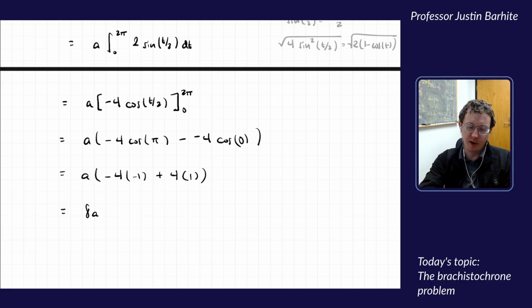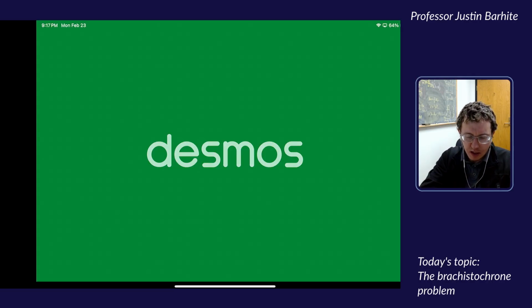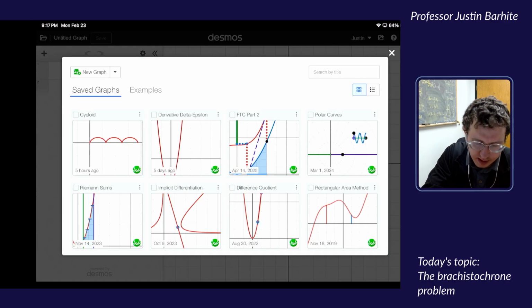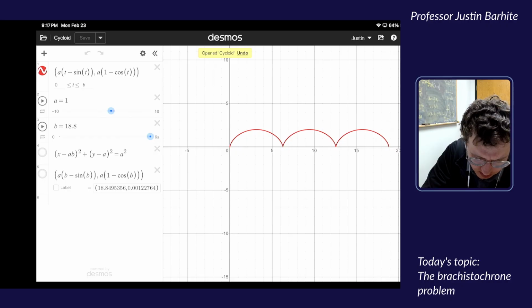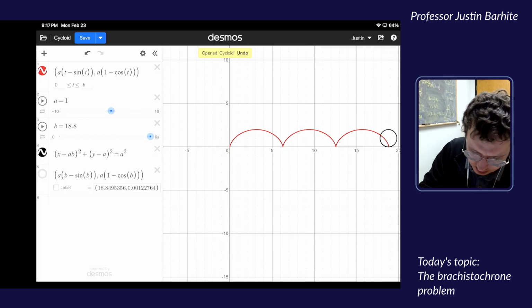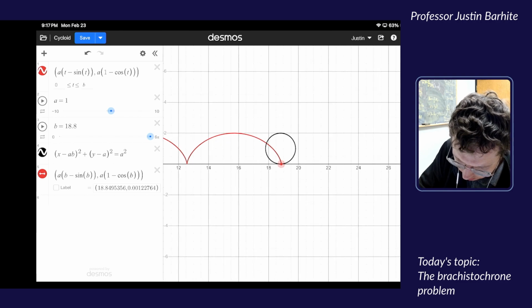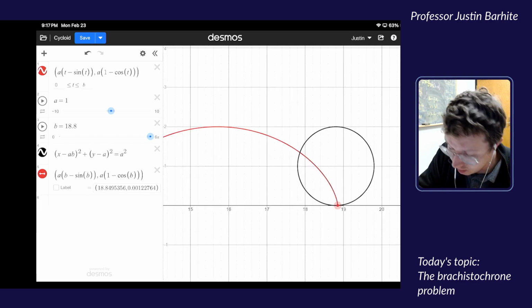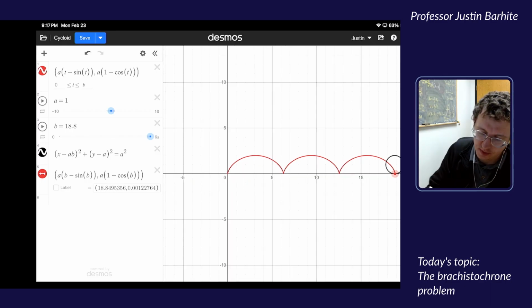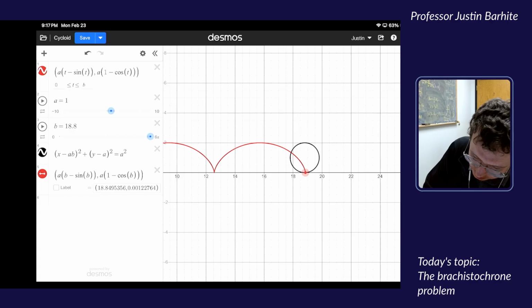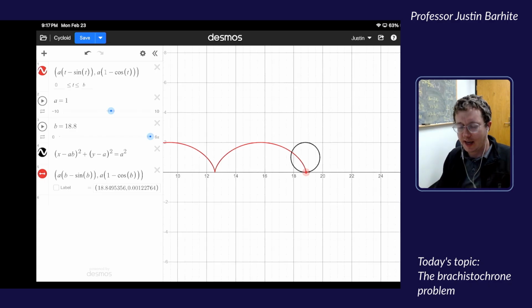And I guess I should also point out, this a value here is representing the radius of that circle. You can see when I have a set to 1, the circle has a diameter 2 and a radius of 1. So the arc length of one arch here is 8 times the radius of the circle.